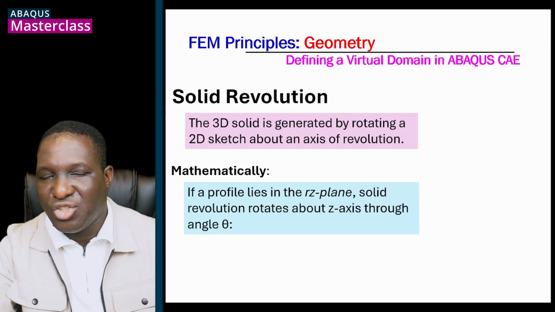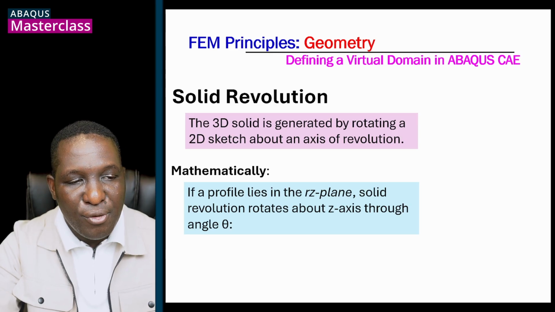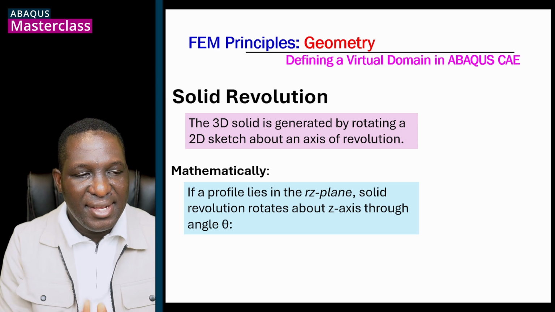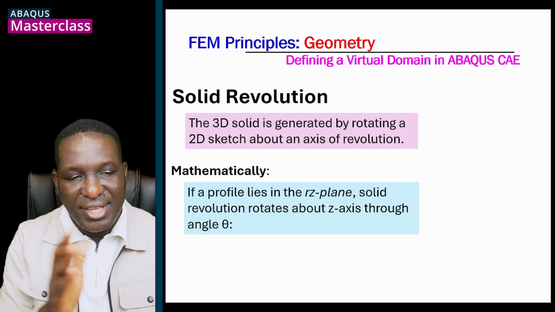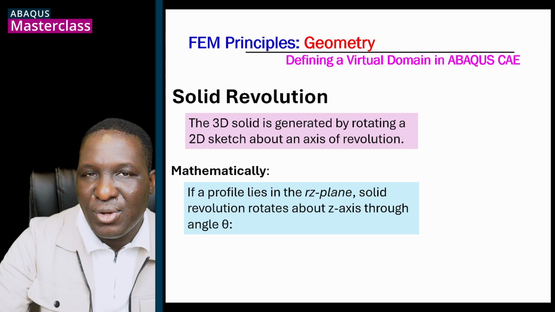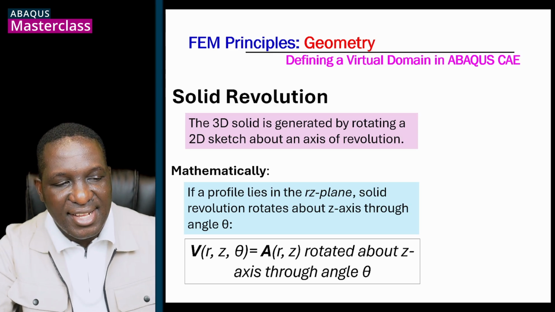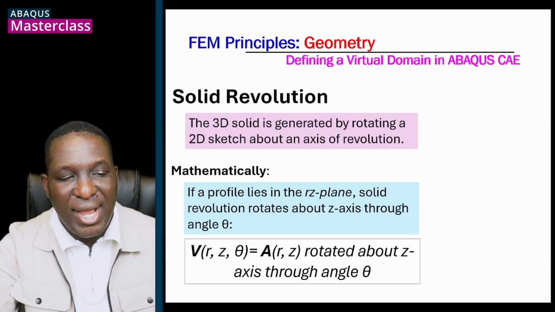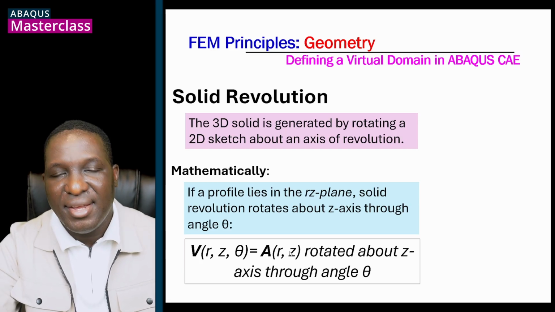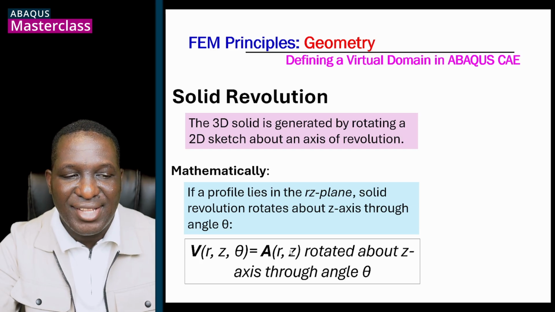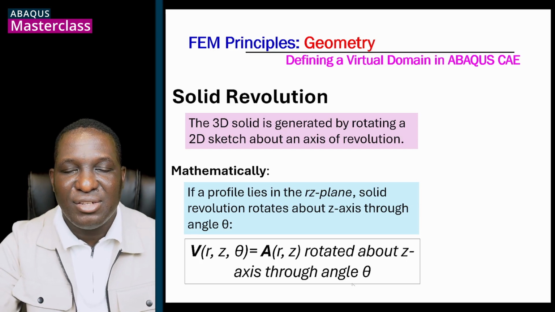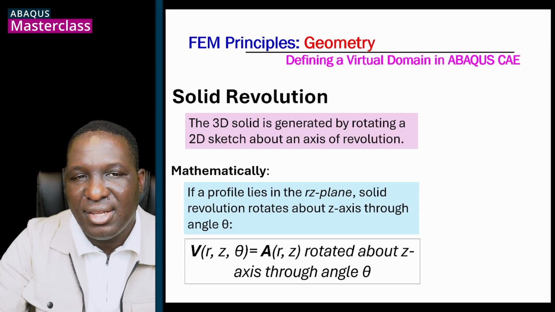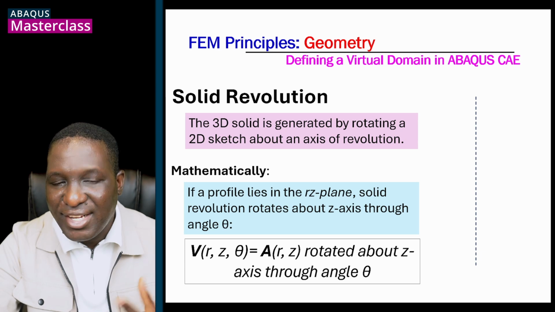Again, what is the mathematics that's driving this? We have a profile in 2D that lies on the RZ plane. When you revolve it about the z-axis through an angle theta, you get the volume. So we could say the volume in terms of r, z, theta, which is this polar coordinate system, is the area A(r,z), the geometry of the plane that we've created in 2D, rotated about the z-axis through an angle theta. So you can see all the variables that are required in order to create a 3D space using solid revolution. Let's try and visualize that.